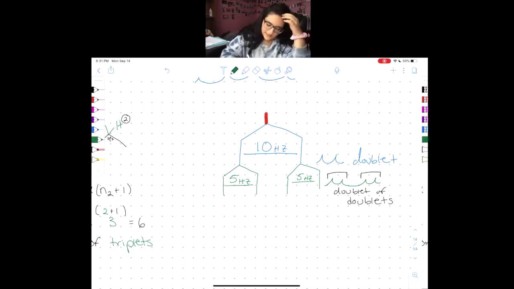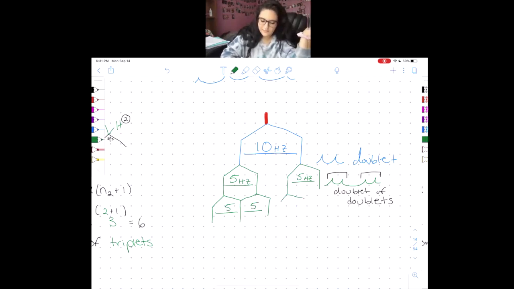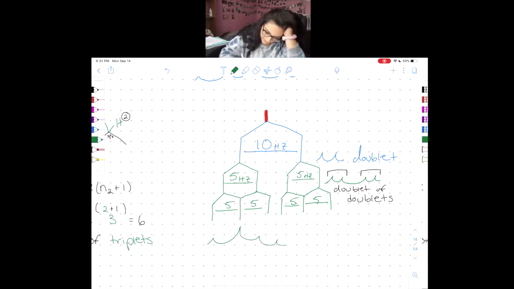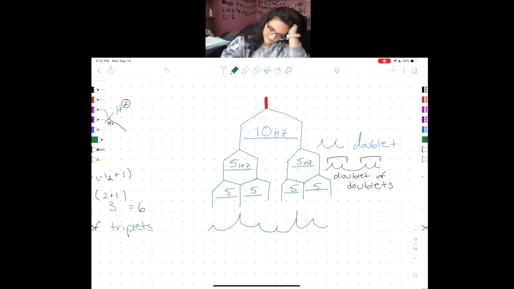Next time we split it, each of these are going to split one more time, and they're going to split by a value of 5 again. So in this case, we have a little bit of overlap. Therefore, we are going to draw this like small peak, big peak, small peak, small peak, big peak, small peak. And I tried to do that as pretty as possible. It didn't really work, but don't worry, I will redraw it for you.